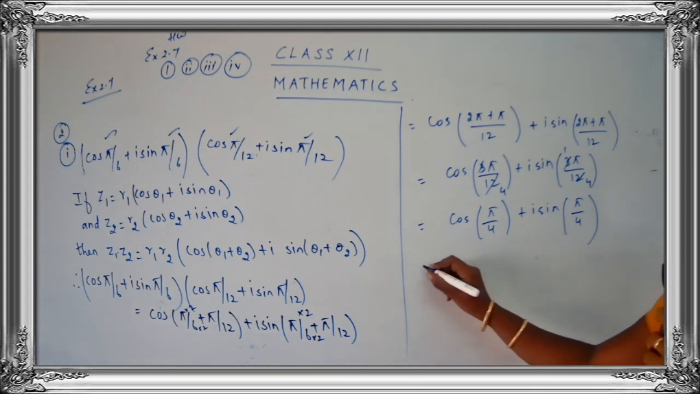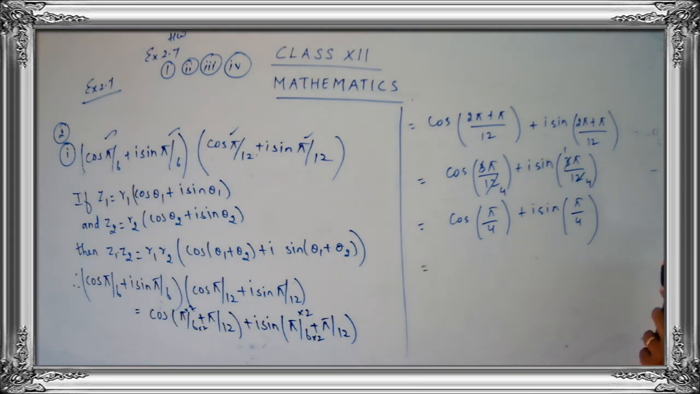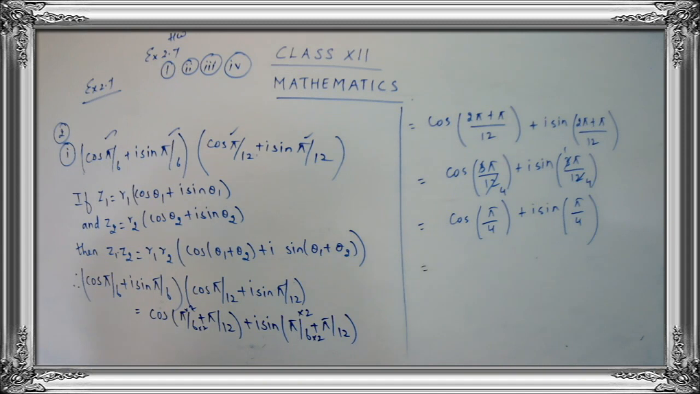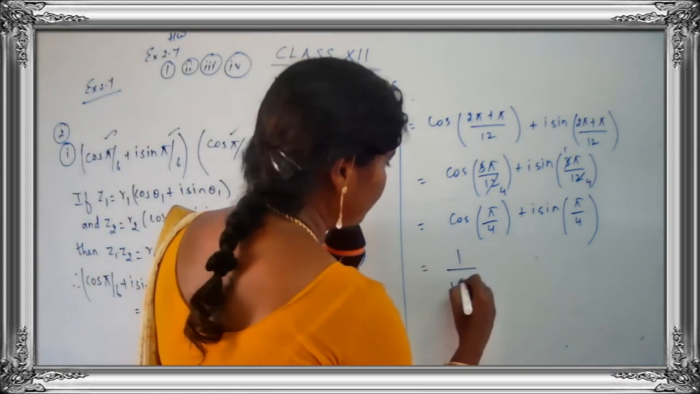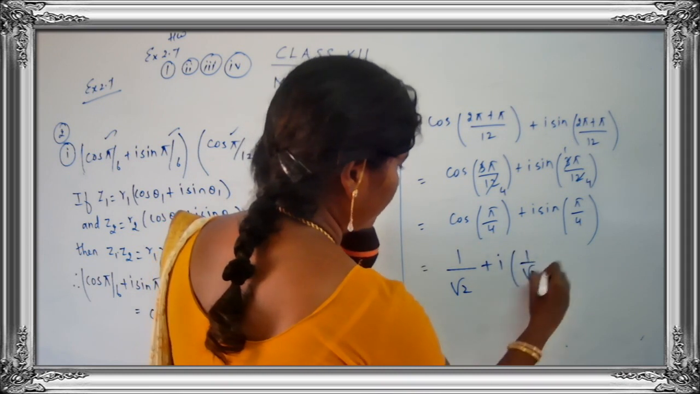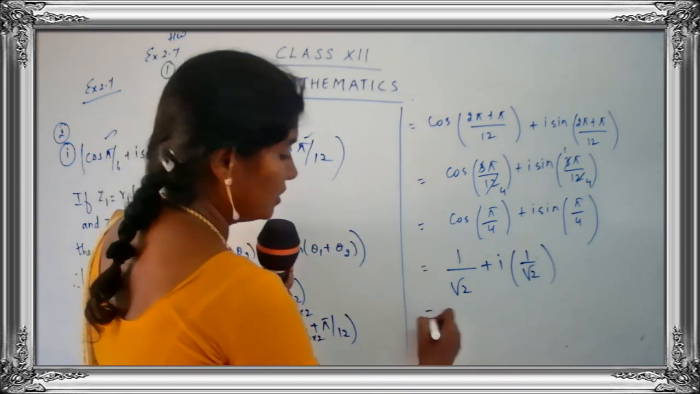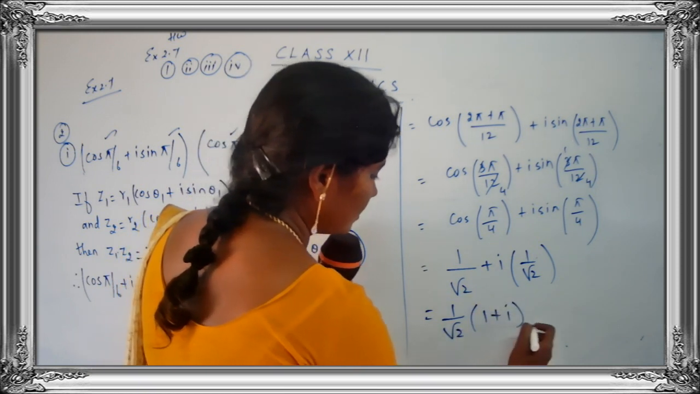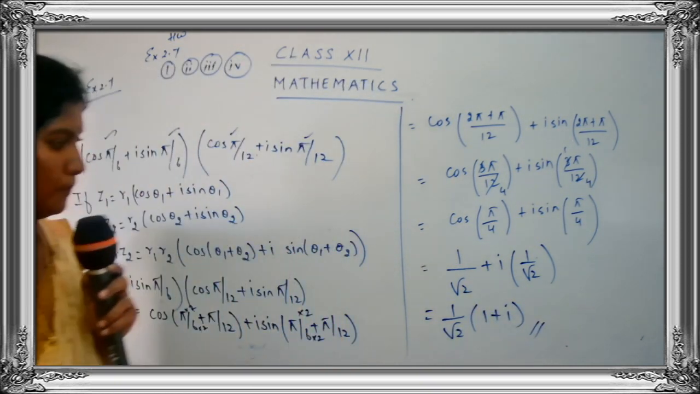You can just refer to your table. I have given a table. Find out the value for cos pi by 4 and sine pi by 4. It's cos 45 and sine 45. It's 1 by root 2, yes? So this is 1 by root 2 plus I 1 by root 2. So 1 by root 2 is common, so I'll take 1 by root 2 common. So 1 plus I. So this is the required rectangular form.